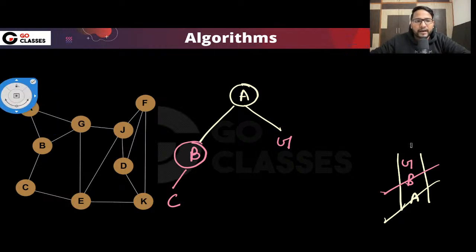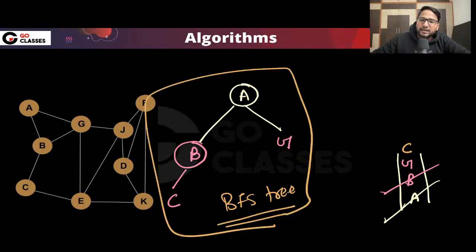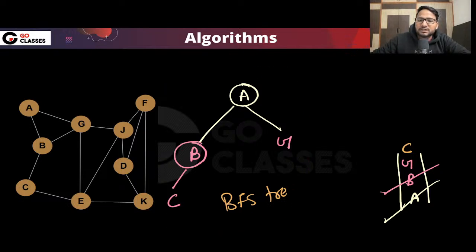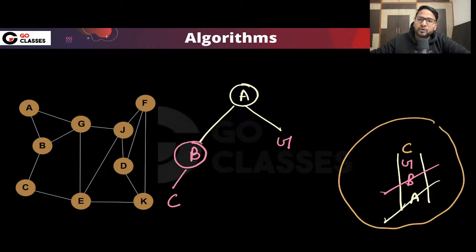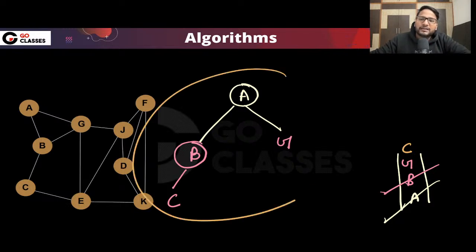This is the partial BFS tree that we have made till now. If I ask you what the state of the queue is, you will say the queue is currently looking like this, which means G and C are in the queue.